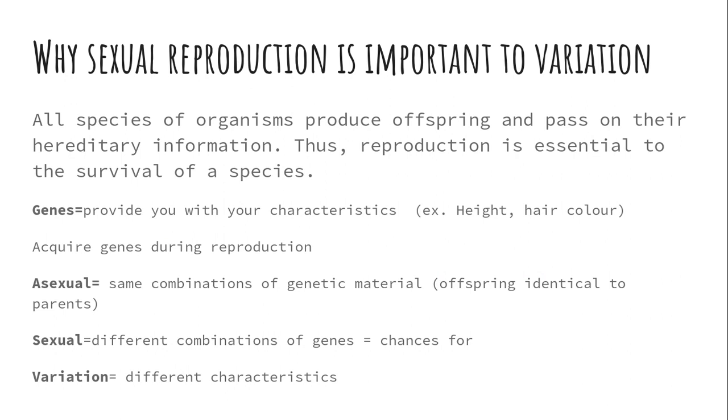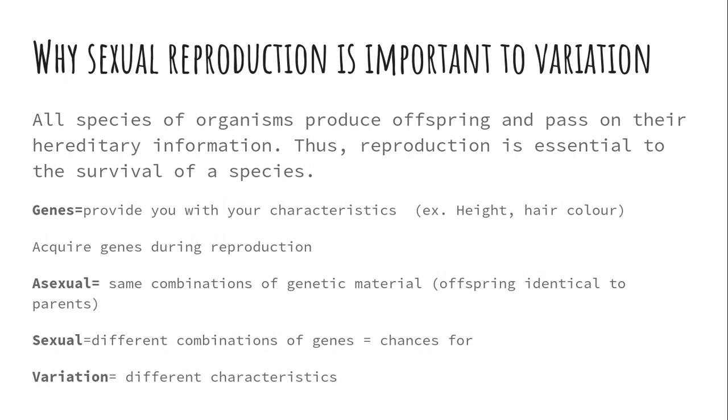So how does this work? Well, when we pass on our genetic information, we're passing on genes. These provide your characteristics, such as height and hair color. These happen to be assorted and given to you when gametes meet and fertilization occurs. Asexual reproduction is, again, where the offspring is identical to the parents. We're not really going to talk a ton about that, but I just put it in there as a reminder. Sexual reproduction is the different combinations of genes, and it makes variation.